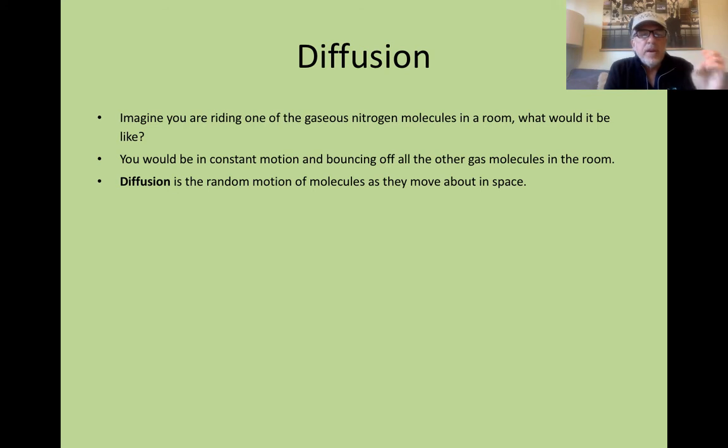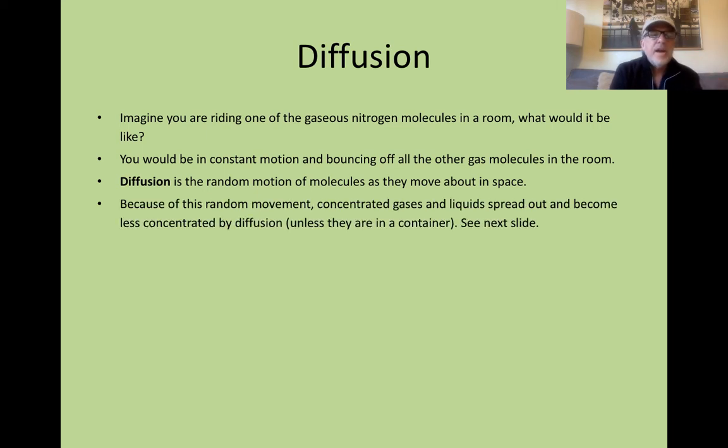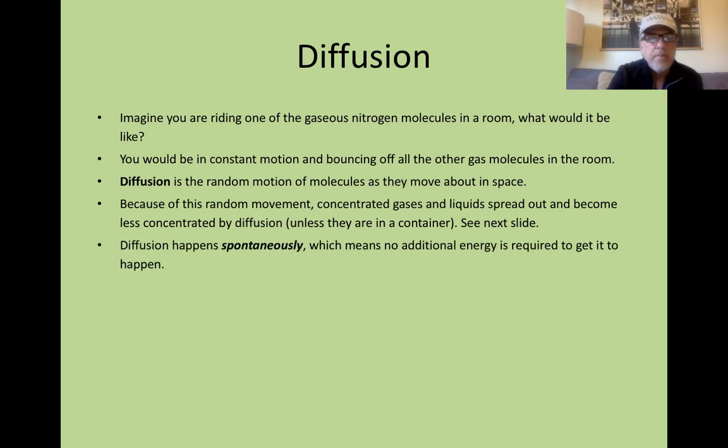The movement of molecules due to their spontaneous motion is called diffusion. Because this is random movement, concentrated gases and liquids spread out and become diffuse, or less concentrated, by diffusion. Diffusion makes things diffuse, unless, of course, they're in a container, in which case the walls of the container hold them inside. I'm going to show you a little picture of this in the next slide.